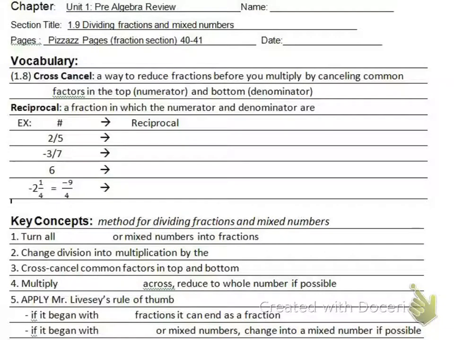We are in Unit 1, the Pre-Algebra Review, and our section title is 1.9, Dividing Fractions and Mixed Numbers. The Pizzazz pages we can look to find extra practice are on pages 40 and 41, and we can make sure that we add our name to the top and date this. So here I'm putting my name, and make sure you put today's date.